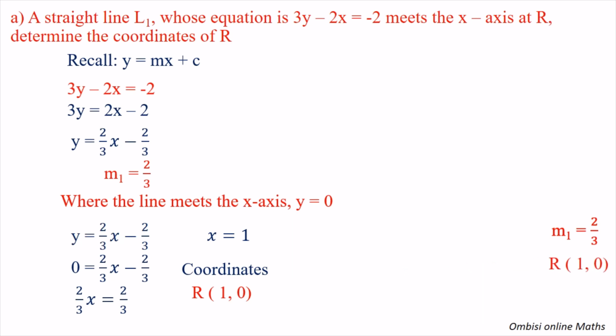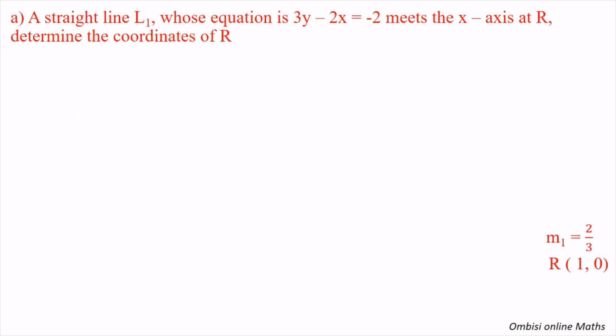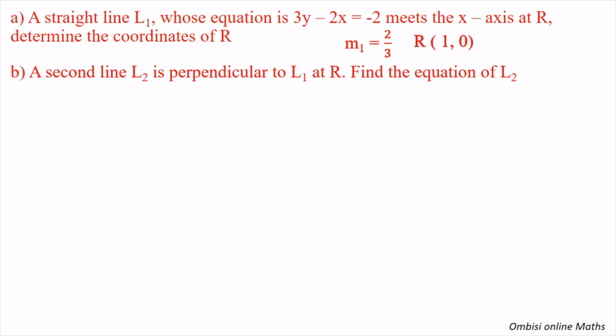Now let us look at part B of the question. So we'll move our first gradient m1 and the point R to our first part of the question. Then we will look at part B of the question. A second line L2 is perpendicular to L1 at R. So find the equation of L2.